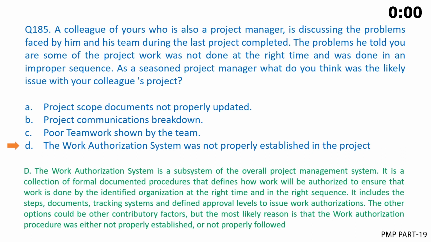The correct answer is D. The work authorization system is a subsystem of the overall project management system. It is a collection of formal documented procedures that defines how work will be authorized to ensure that work is done by the identified organization at the right time and in the right sequence. It includes the steps, documents, tracking systems, and defined approval levels to issue work authorizations. The other options could be other contributory factors, but the most likely reason is that the work authorization procedure was either not properly established or not properly followed.